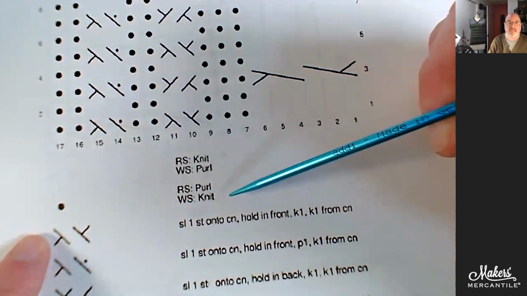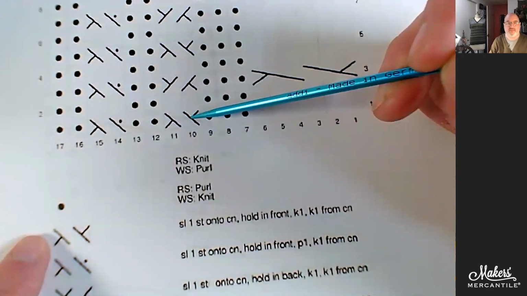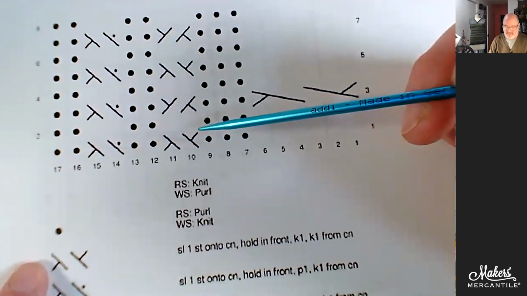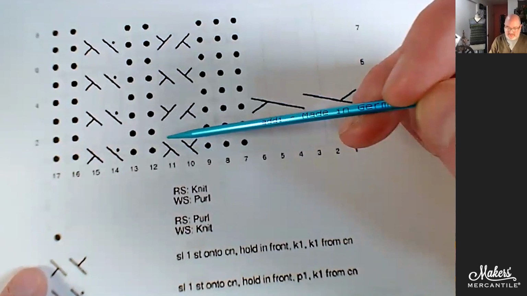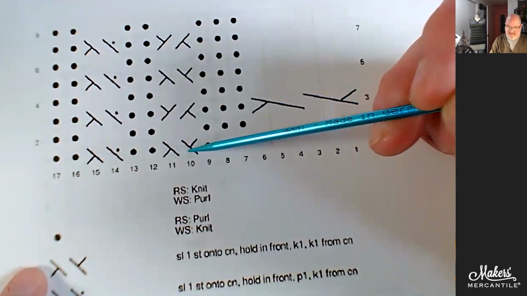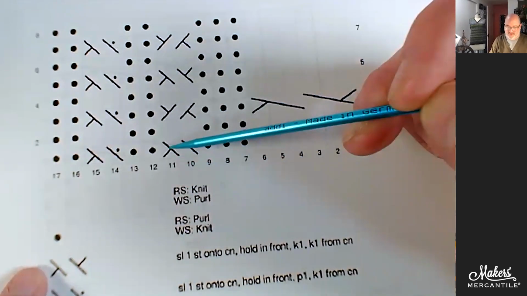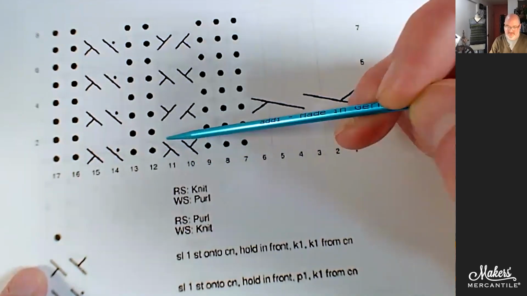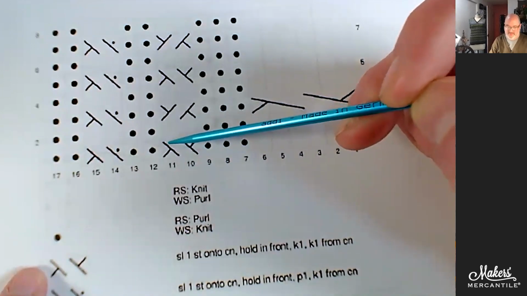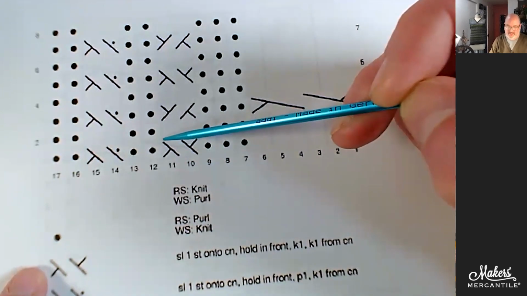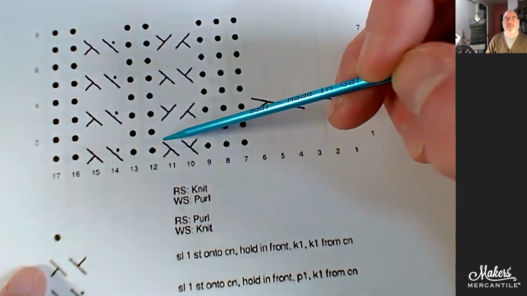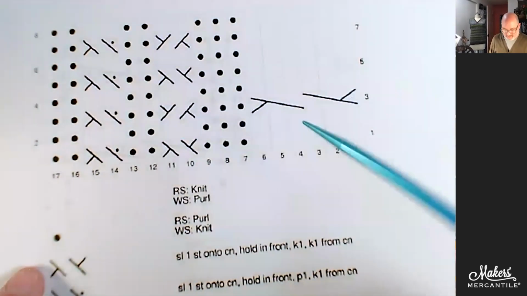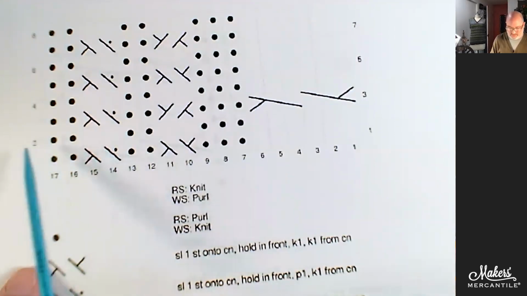So we know that this is going to be held in the front because of the way it looks on the symbol. And the more that you look at the cable charts, the easier they are to see. But you know that for this one, you slip this stitch onto a cable needle, hold it in front of your work, you knit this stitch, which is behind that one, and then this one gets pulled back up and completed. So this stitch goes from here to here, it changes the order of the stitches.